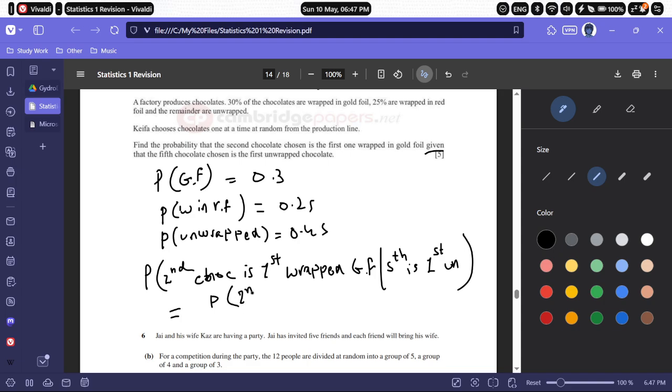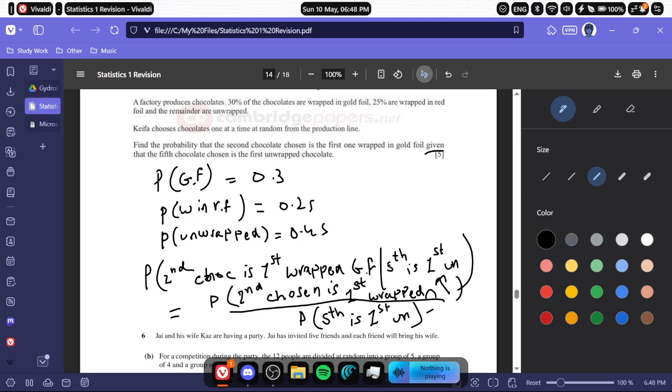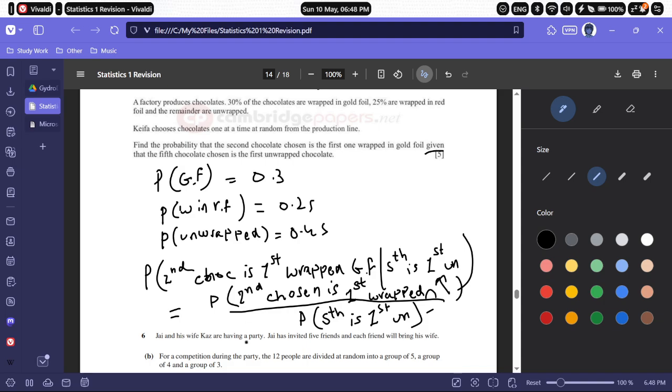So second chosen is first wrapped, intersection this thing over here, divided by the probability that fifth is first unwrapped. This is how you calculate your conditional probability, right?